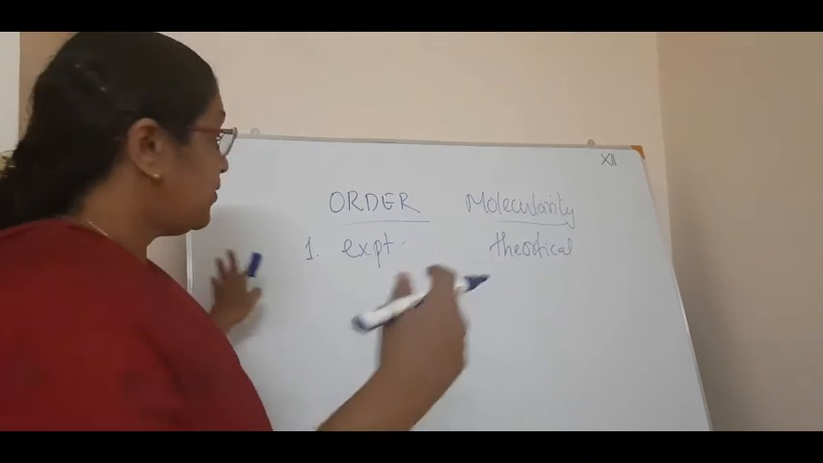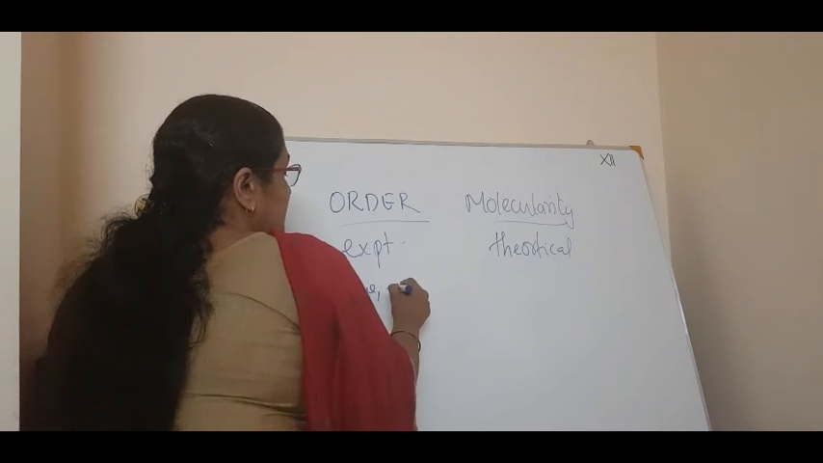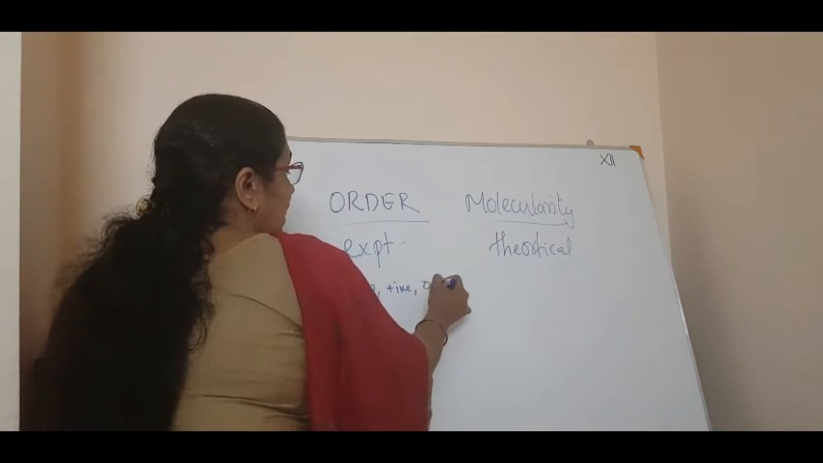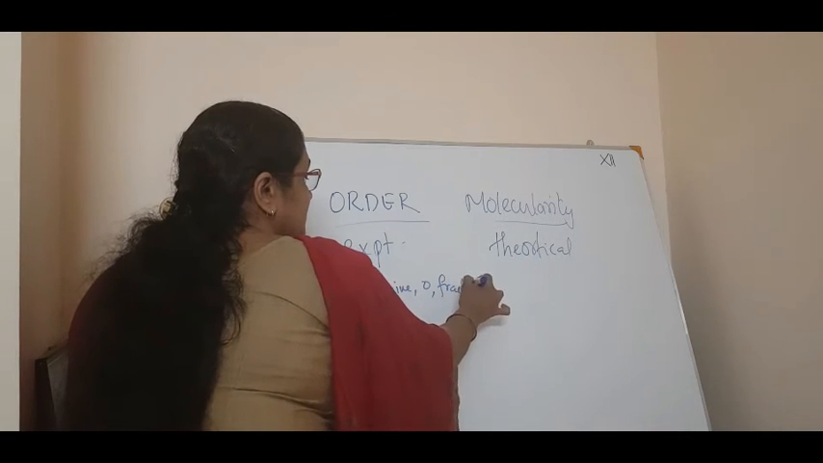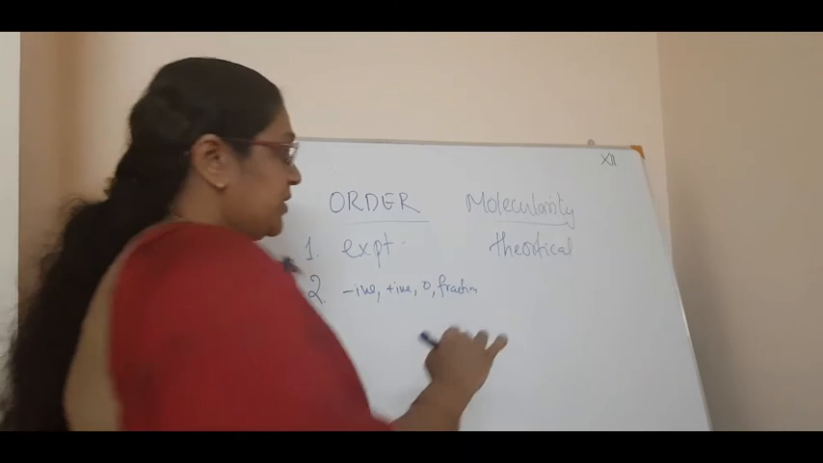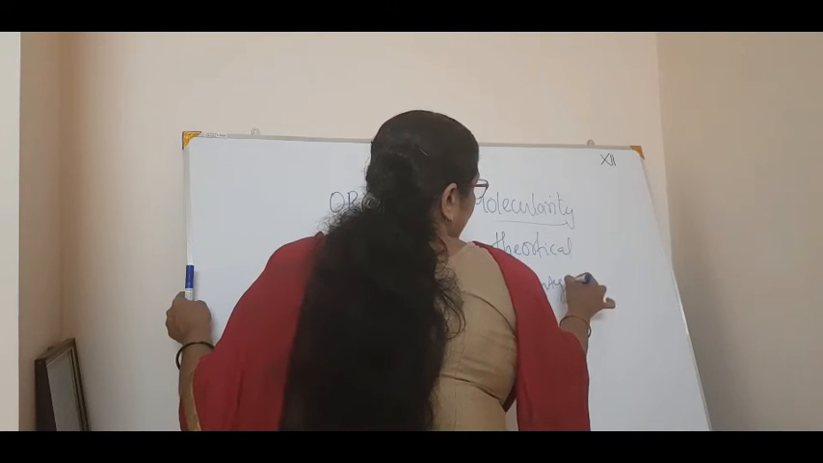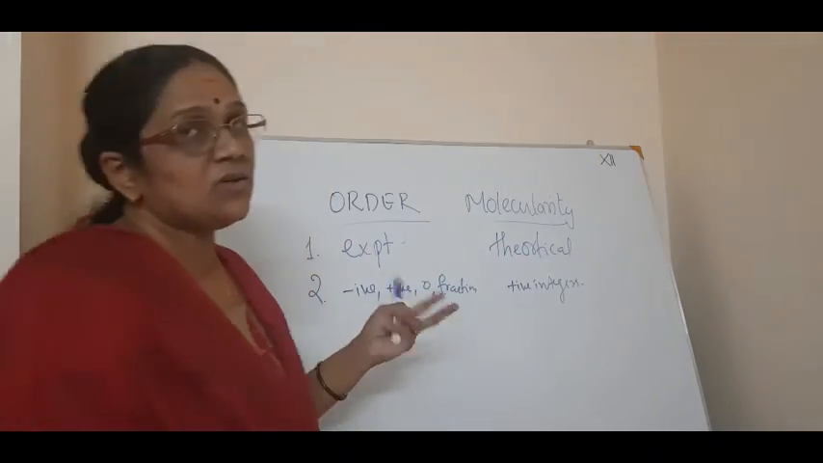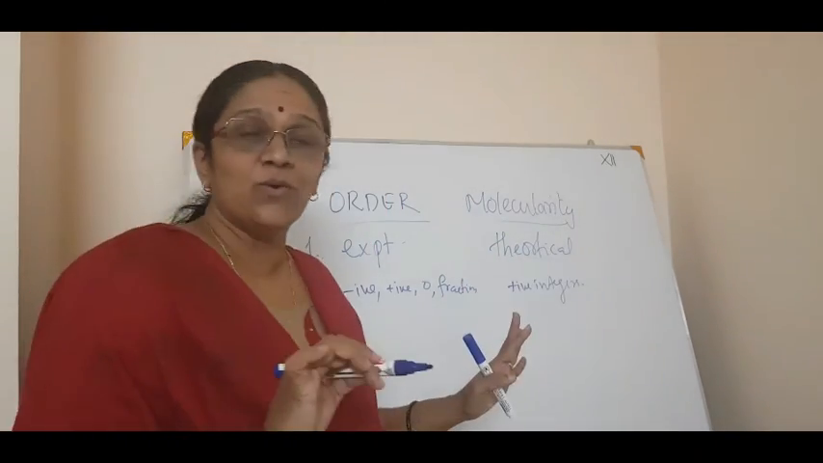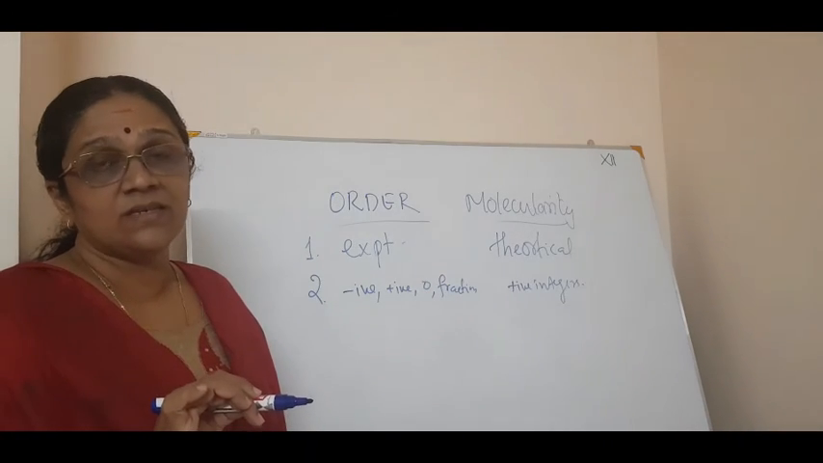Correct? Now, the second, you know what it is? Order can have a value that is negative, positive, integer, zero, as well as fraction. Isn't it? Correct? What about molecularity? Molecularity only has positive integers. Not even 0, because 0 means no molecules, no reaction happens. So it only has positive integer values.